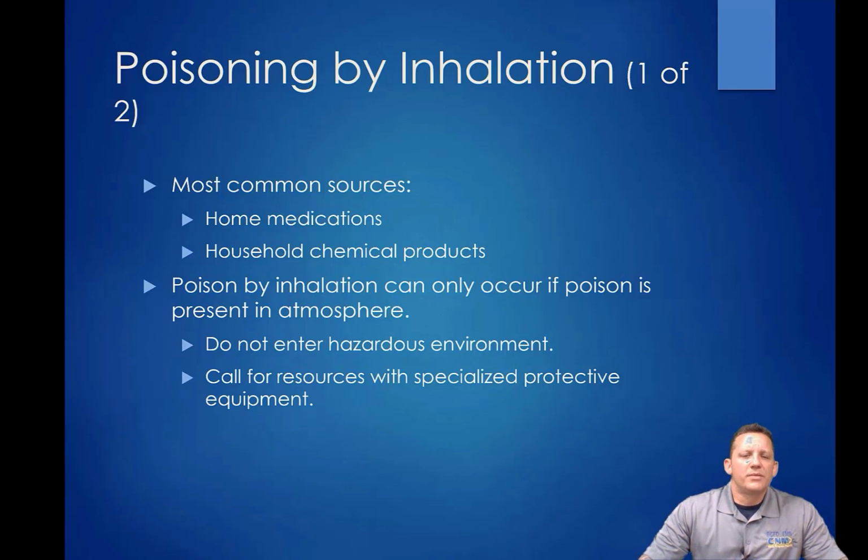And then household chemicals. A good example of that would be mixing bleach with ammonia, which would release chlorine gas, which would be inhaled immediately as well. Poison by inhalation can only occur if the poison is present in the atmosphere, which means, again, that release of gas. If you suspect something like that, we're going to do our scene size-up, and if we have multiple patients, we absolutely want to have a high index of suspicion that there is something in the atmosphere causing that particular injury.